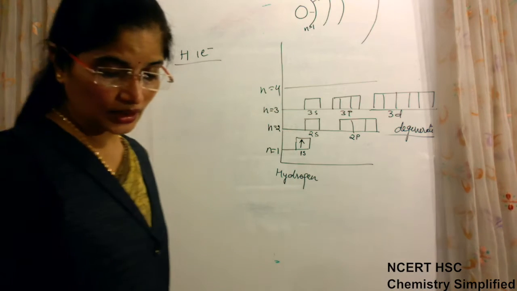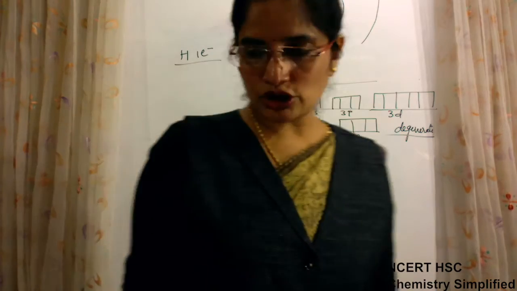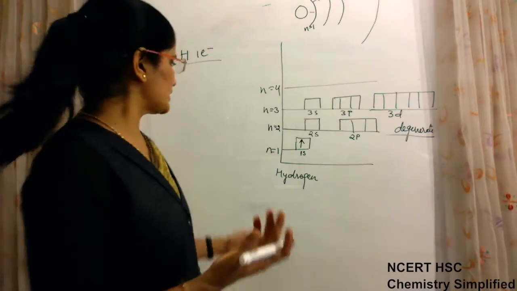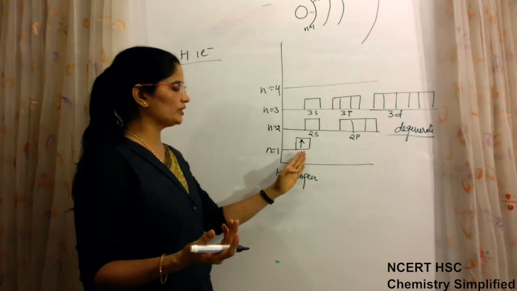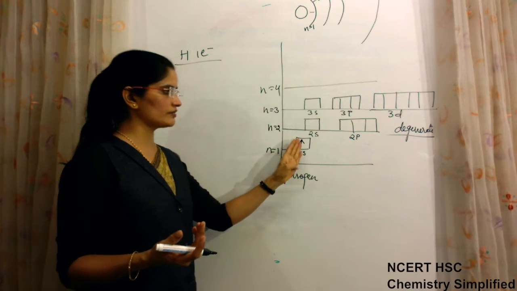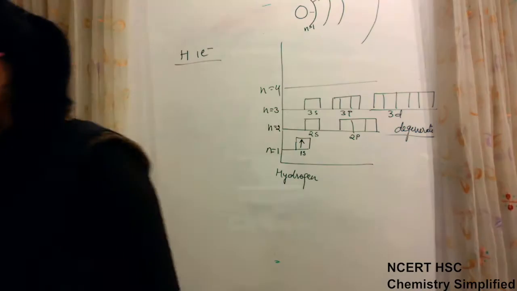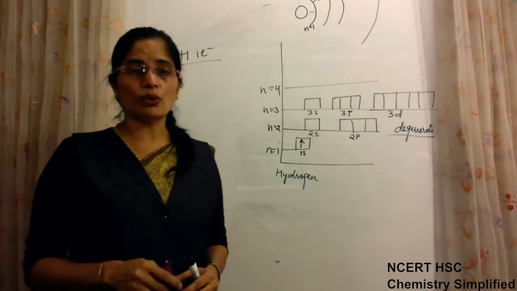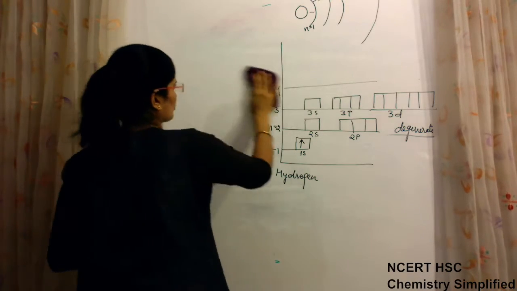Now how will electrons be filled? Until there is one electron or two electrons, we know the electron will go into 1s only, first electron, then second electron. But if the number of electrons is more, then certain rules have to be followed for filling of electrons.